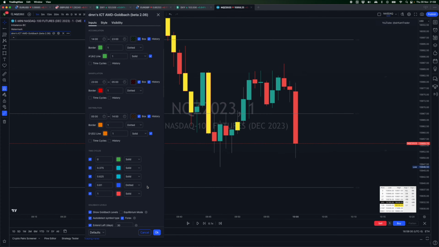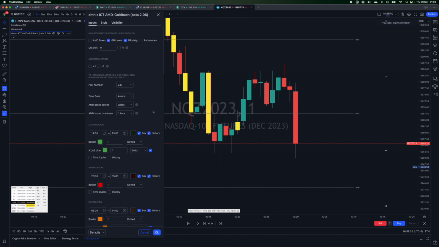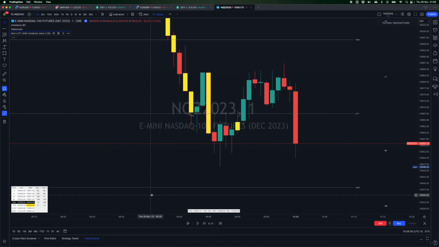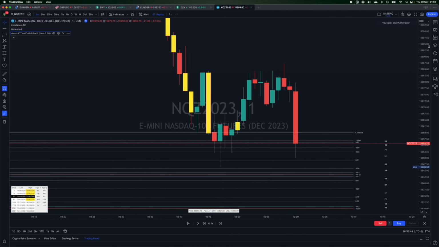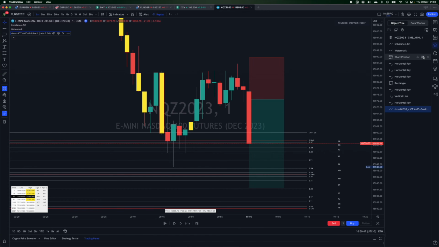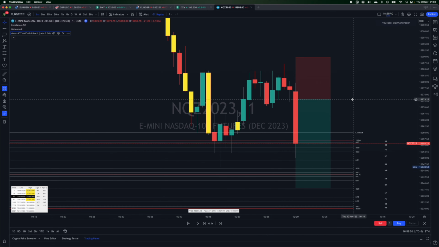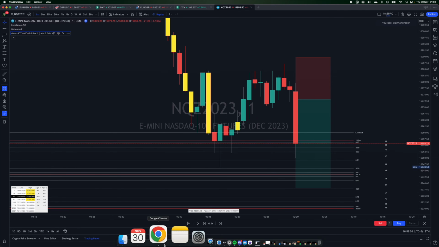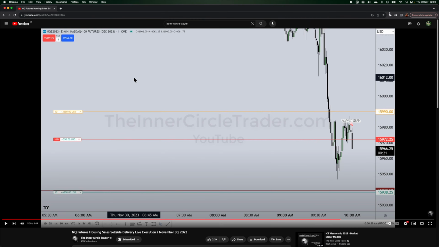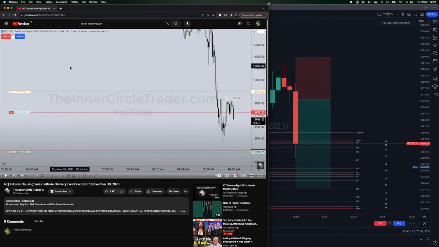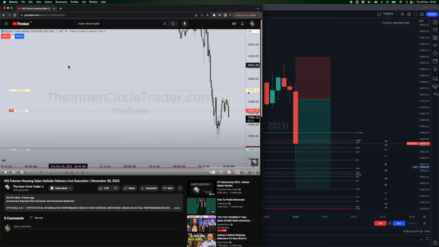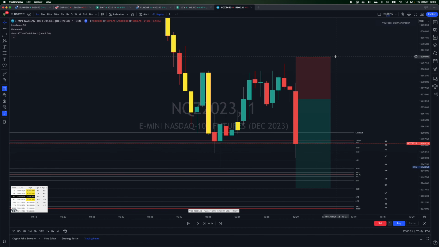Okay, now here comes the magic. ICT executed this trade on the 27 power of 3. So let's load that up. Now, I've also marked up the trade. So there's his entry, there's his stop, and there's his TP. So just flicking back to the video, $15,990, and there's his sells. So these are the levels.